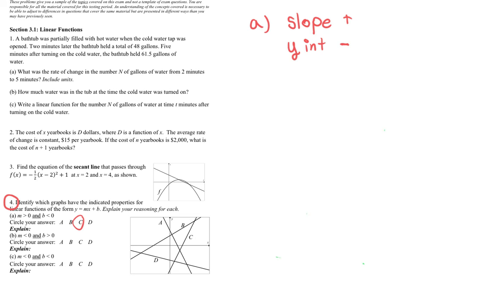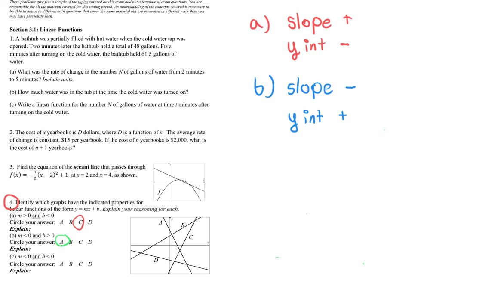So for B, we know the slope is less than 0, which means the slope is negative. And the y-intercept is greater than 0. So our y-intercept is positive, and the only one of those that matches that is going to be A, because we start positive and then we go down. So now for C, sorry, the answer to the last one was A.